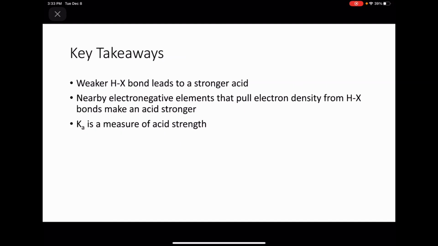So the takeaways from this video are basically anything that weakens the H, whatever element it's bonded to, oxygen, chlorine, and so forth, whatever weakens the H-X bond leads to a stronger acid. And one way to weaken a bond is to put an electronegative element nearby that pulls electron density away from it. That also makes it stronger. And ultimately, we also have math, right? So Ka, or actually if we go all the way back to our delta G, that's our measure of acid strength.